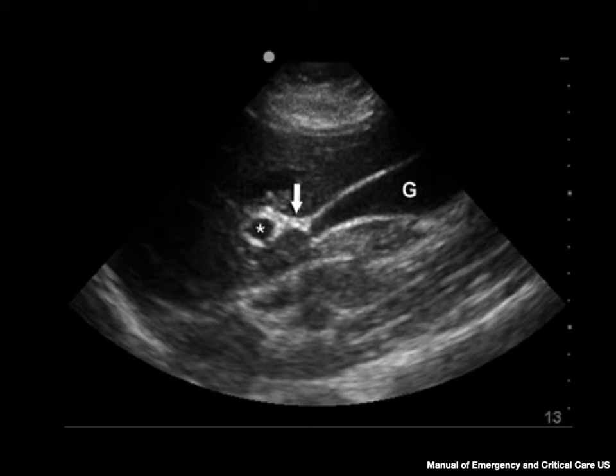Here's another example of the exclamation point sign. The gallbladder in longitudinal and the main lobar fissure is a hyperechoic stripe which connects the gallbladder to the portal vein, which also has hyperechoic walls.